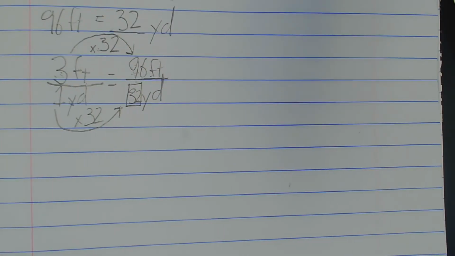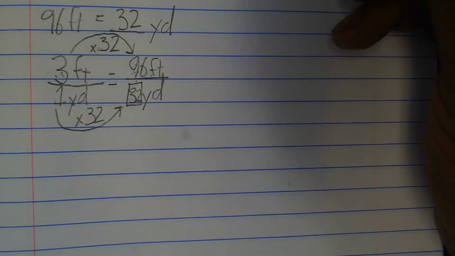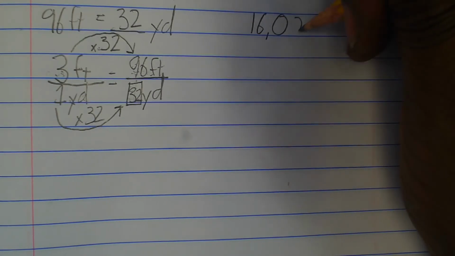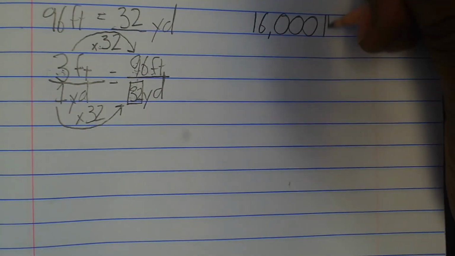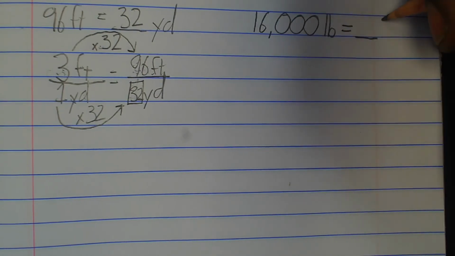All right. And let's look at another one. Let's go here. We're going to have 3 more. All right, here we go. So we have 16,000 pounds, and we're looking to convert those into tons.